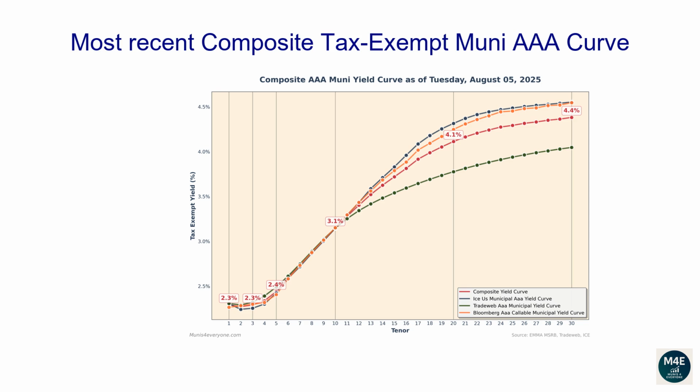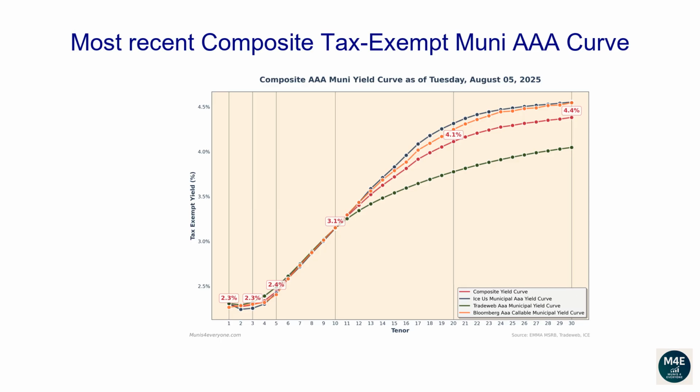The following composite tax-exempt yield curve is based off the most recent ICE, TradeWeb, Bloomberg yield curves that are available on the AAA-MSRB website as of August 5th, 2025. The one-year composite tax-exempt yield is 2.29%. The two-year yield is 2.27%.